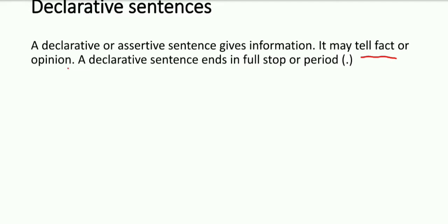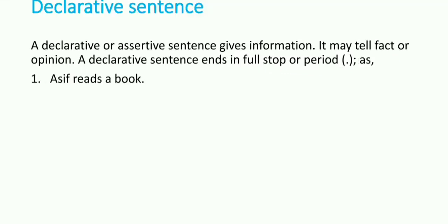A declarative sentence ends in a full stop or period. Full stop has the second name, period. Full stop is also called period. So this is the declarative sentence definition, and now look at the example we have. The example is: Asif reads a book. You may say it is information about the subject, that is Asif.